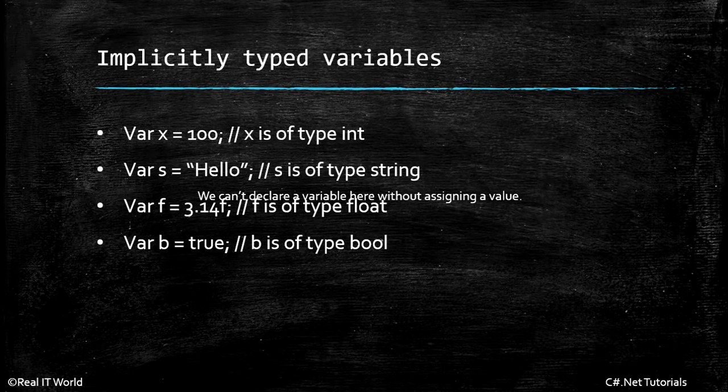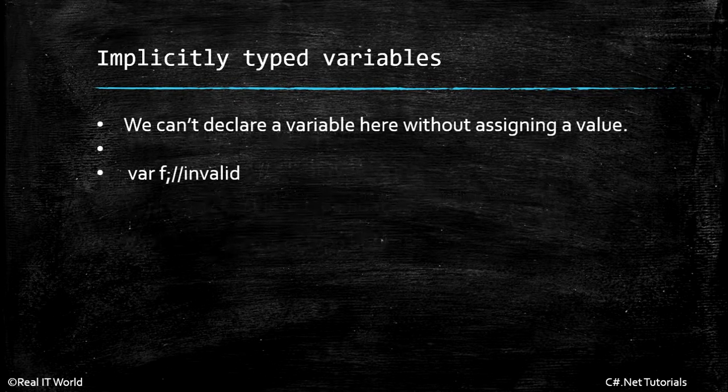Then how can we declare these values? var x equal to 100, we already saw this. We cannot declare a variable here without assigning a value. In the case of predefined or fundamental data types, if you want to declare a variable first and assign a value next, you can do that, but you cannot do that with implicitly typed variables like var.